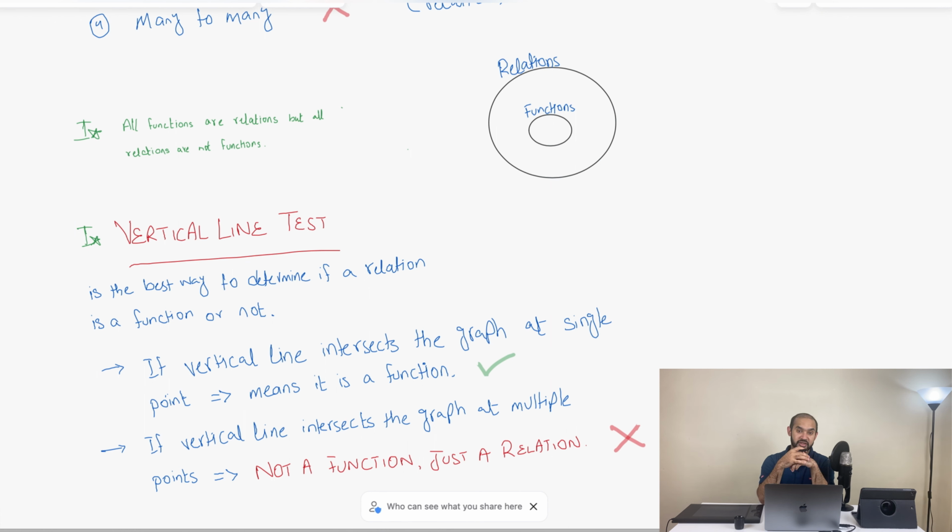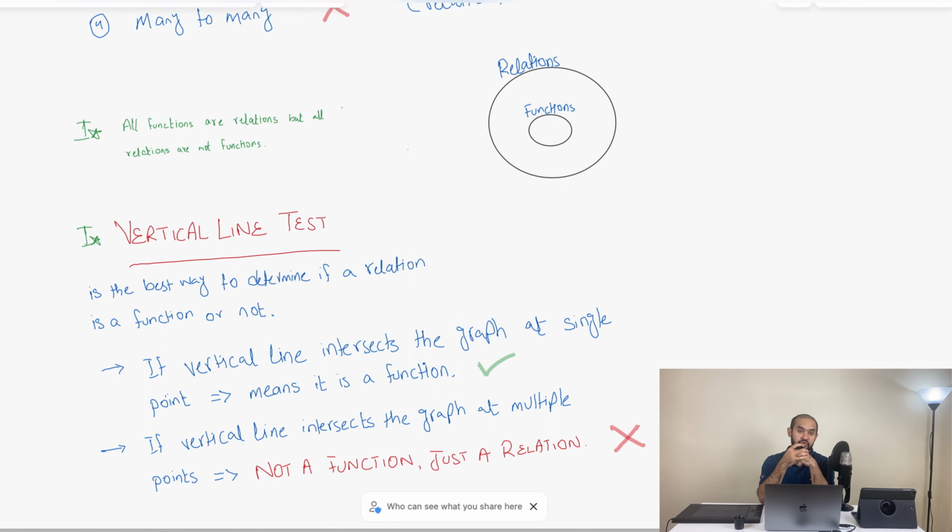If it intersects the graph at a single point, that means that relation is a function, because when we draw a vertical line, that would represent that on that specific value of x, if it intersects at one point, that means there is only one value of y.